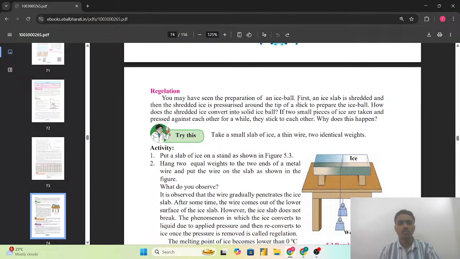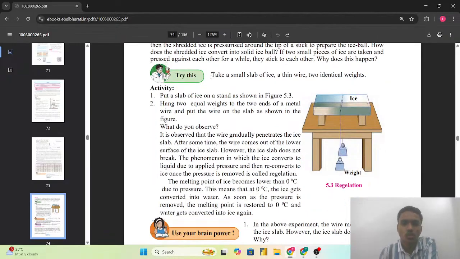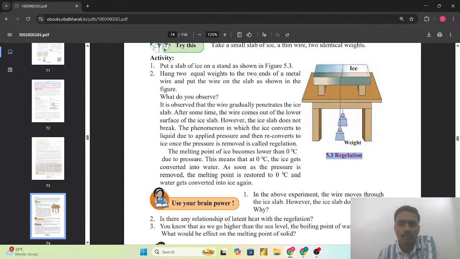The concept which works behind this is regelation. So again we have an activity here. Take a small slab of ice, a thin wire and two identical weights. Activity: put a slab of ice on the stand as shown in figure 5.3. Hang two equal weights to the two ends of the metal wire and put the wire on the slab as shown in the figure. What do you observe?